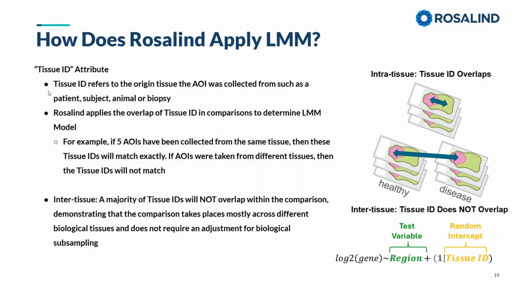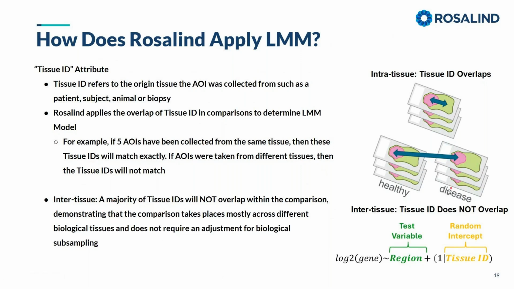So Rosalind will apply the overlap of your tissue IDs in your comparison to determine the best model fit for you. So for example, if you had 5 AOIs that were collected from the same tissue, let's say 2 were from the pink region and 3 were from the green, these would have the same tissue ID. So maybe it was mouse 32, so they would have mouse 32 as their tissue ID. Or maybe it was patient 732, so then they would have patient 732 as their tissue ID. But if you have AOIs from different tissues, then their tissue IDs will not have that same identifier.